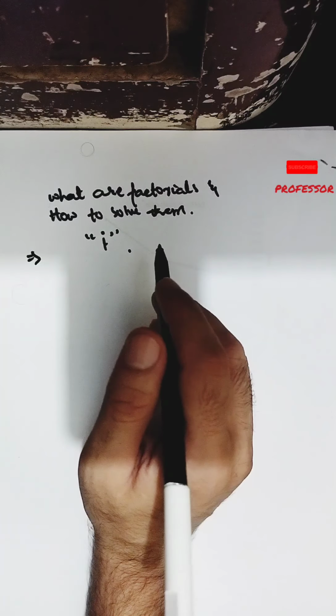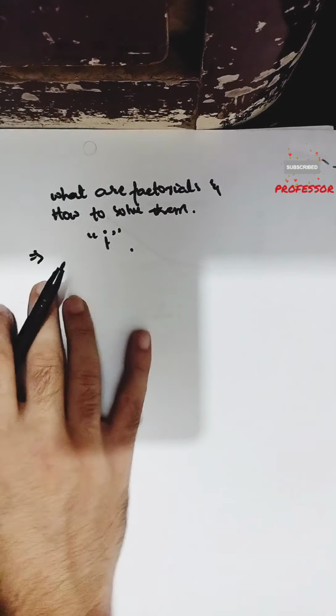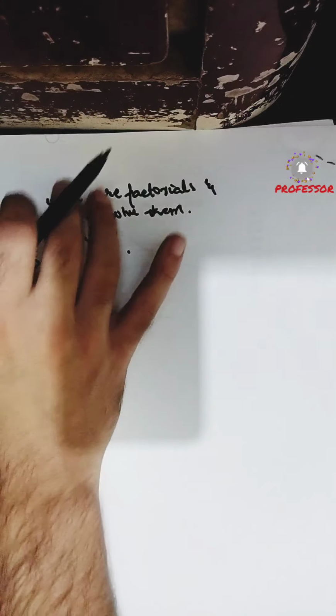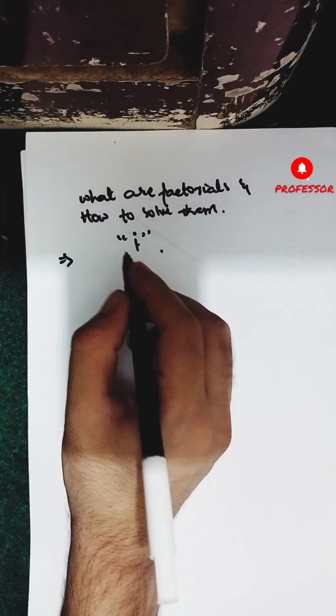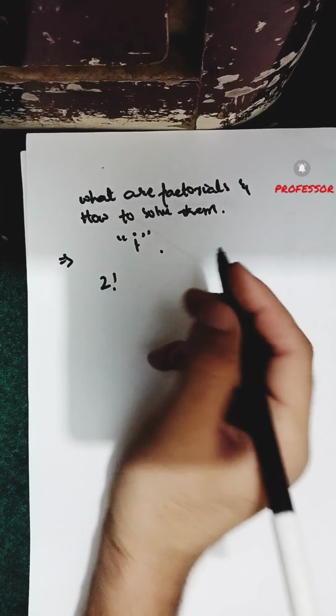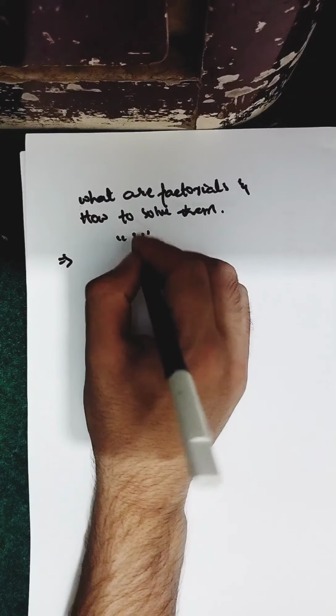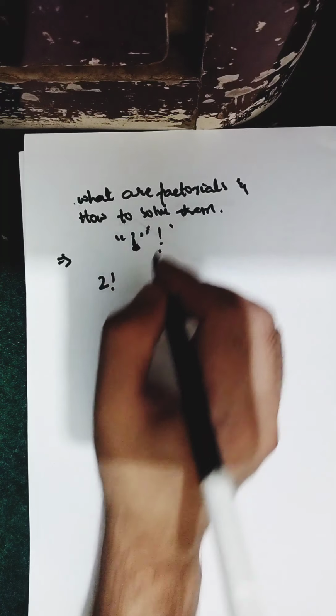We are going to study what factorials are and how to solve them. A factorial is a general term. Usually in mathematics we use factorial to describe a huge number in a very short form. Factorial is represented by a simple I. You can write a factorial as 2i. It's not an I, it's an inverted I, which looks like an exclamation mark.